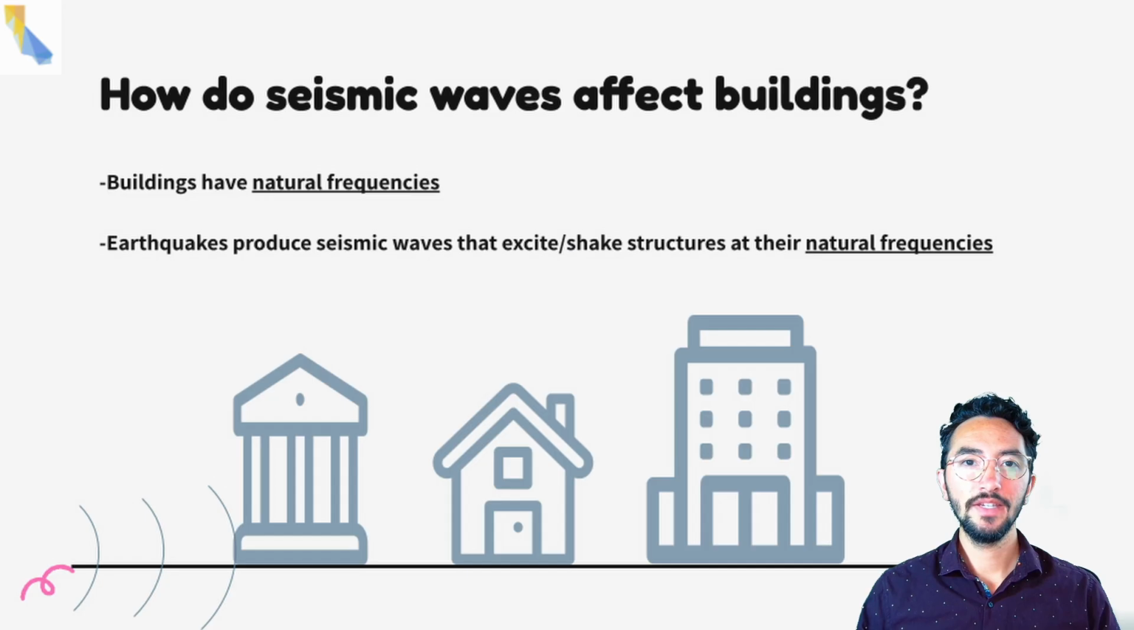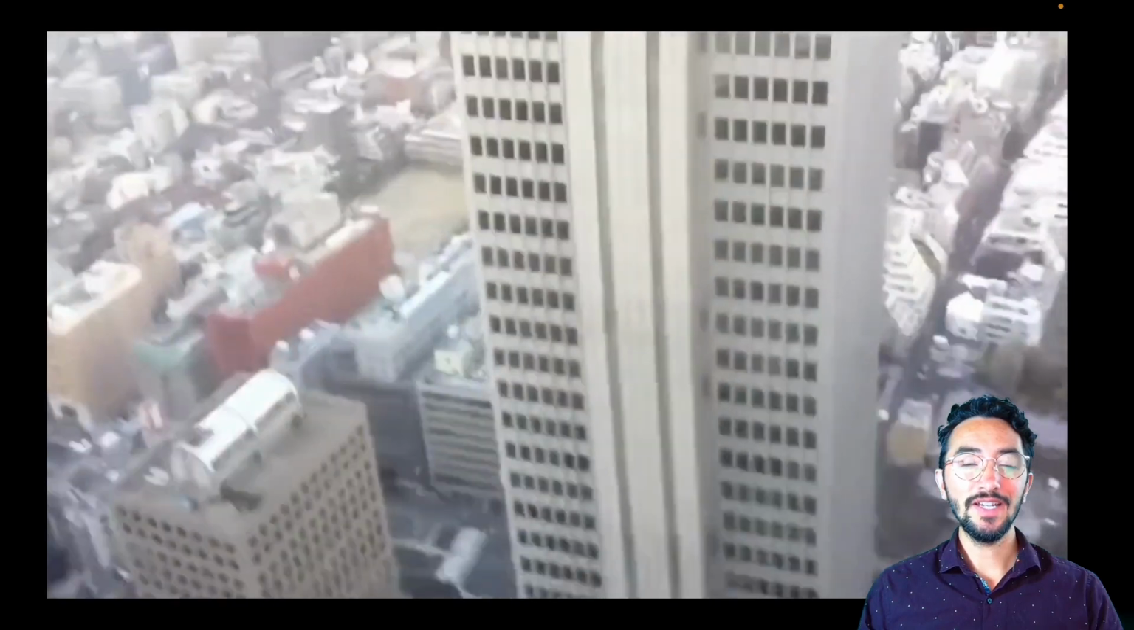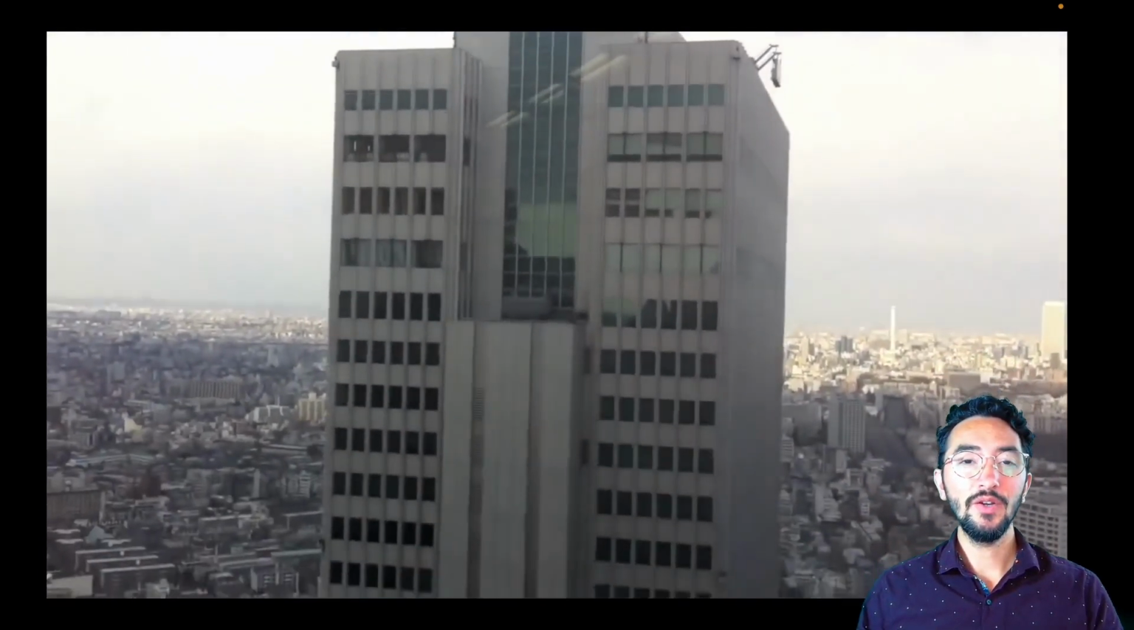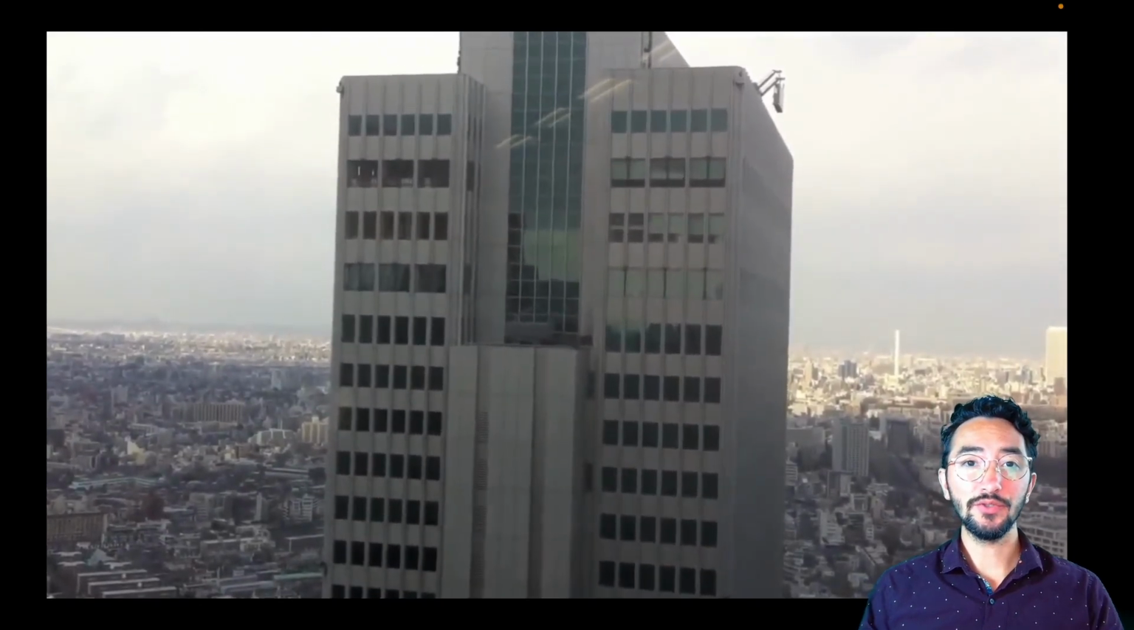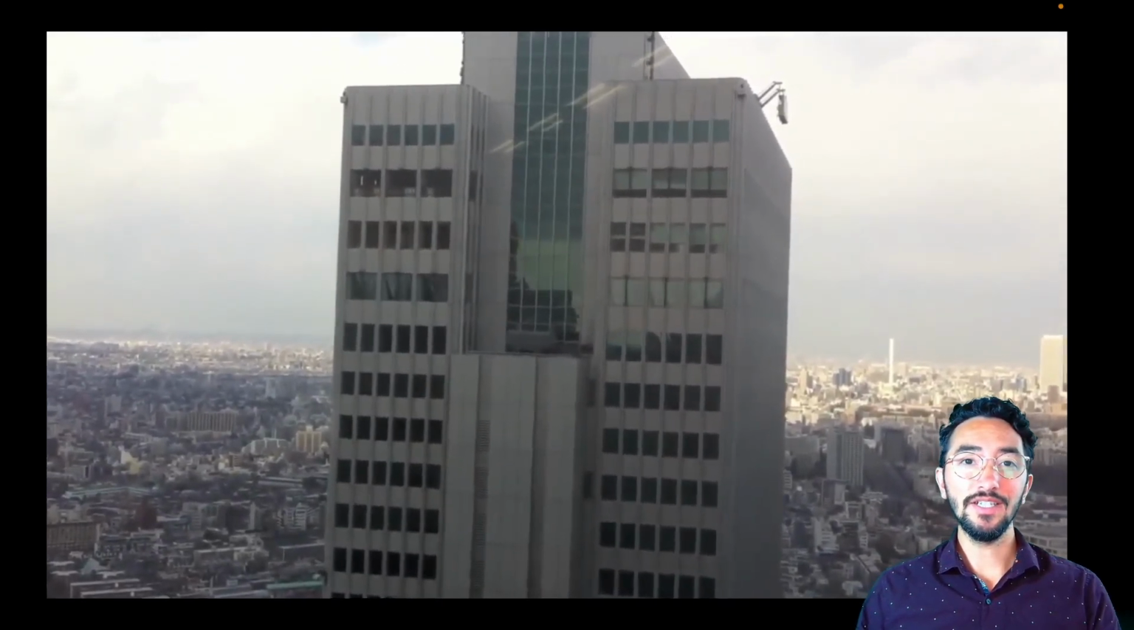Now, the thing about buildings is that buildings have a fundamental frequency. So if seismic waves hit that building that match up with the fundamental frequency, that's going to excite the structure and it's going to make it oscillate back and forth at its fundamental frequency. When this happens, the building will drift, it could crack the walls, it could damage the lateral system, or it could even collapse. It all just depends on the amplitude of the waves.